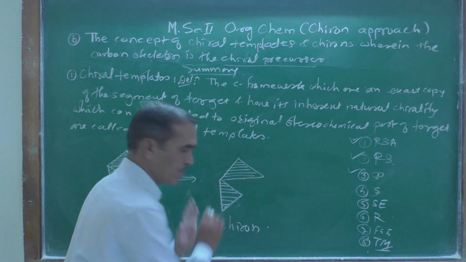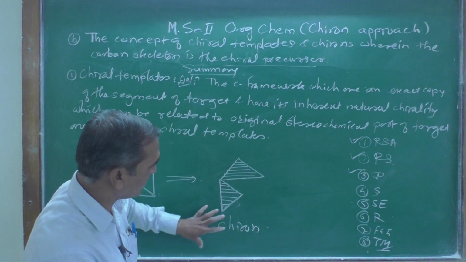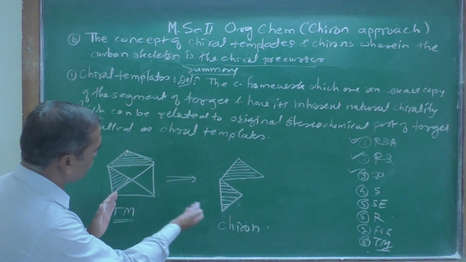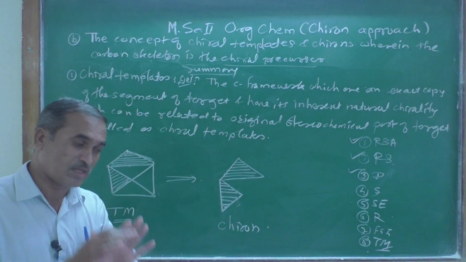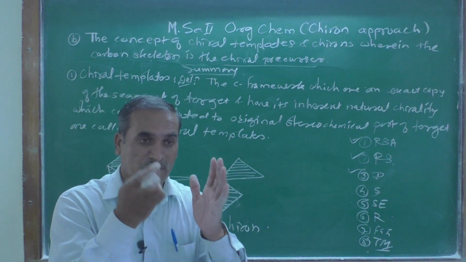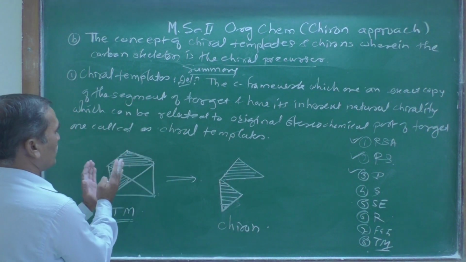This is called a chiron. Understood? In the previous example we have seen the actual case, but here this is a chiron, meaning the shaded portion only, or you can show the unshaded portion also, that is also a chiron. But this shaded portion is apparent, whatever segments are there, it is exactly the same as this.